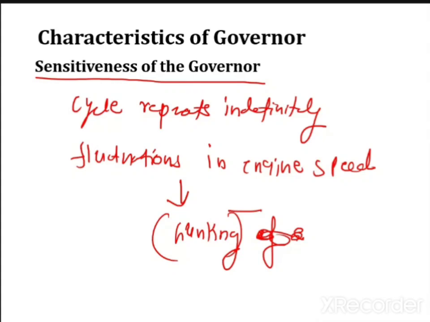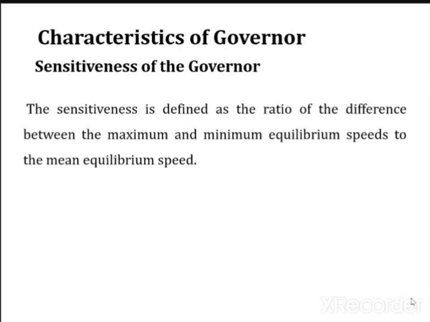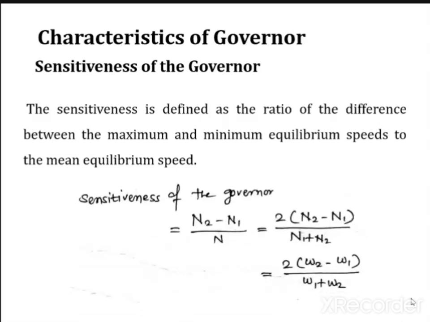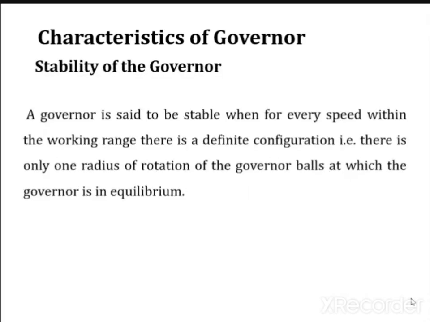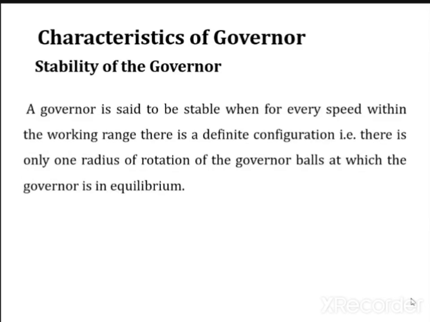I hope you have understood theoretically as well as mathematically what the sensitiveness of a governor is. That is why your governor should not be too sensitive, nor very less sensitive, right? So this is how we define and calculate the sensitiveness. Next, stability of a governor. Basically, what do we mean by stability? Already we have discussed the equilibrium speed. So the stability of the governor is very much related to the equilibrium speed.